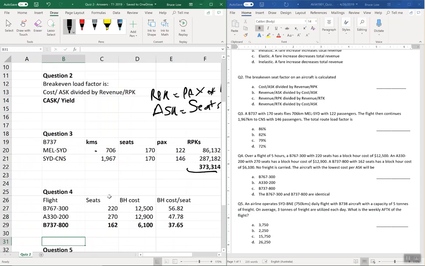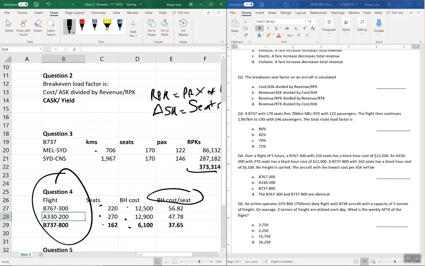So basically what we're asking in question 4 is, it's a 5-hour flight. So we're saying it's 5 block hours for the flight. You've got a 767, you've got an A330-200, and you've got a 737-800 with different seats, obviously, and different block hour costs. So that's the cost per block hour. And the question is asking you which one has the lowest cost per ASK. Okay, so we've got the 3 aircraft types here in question 4, with different seats and different block hour costs.